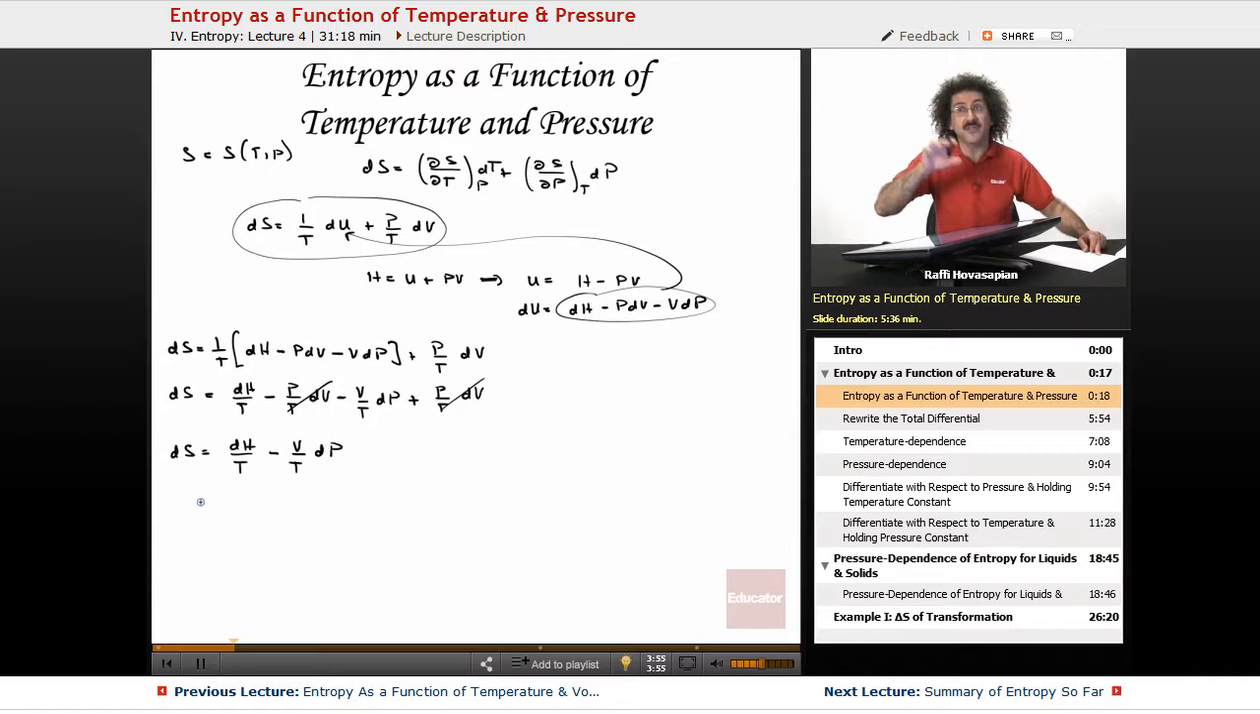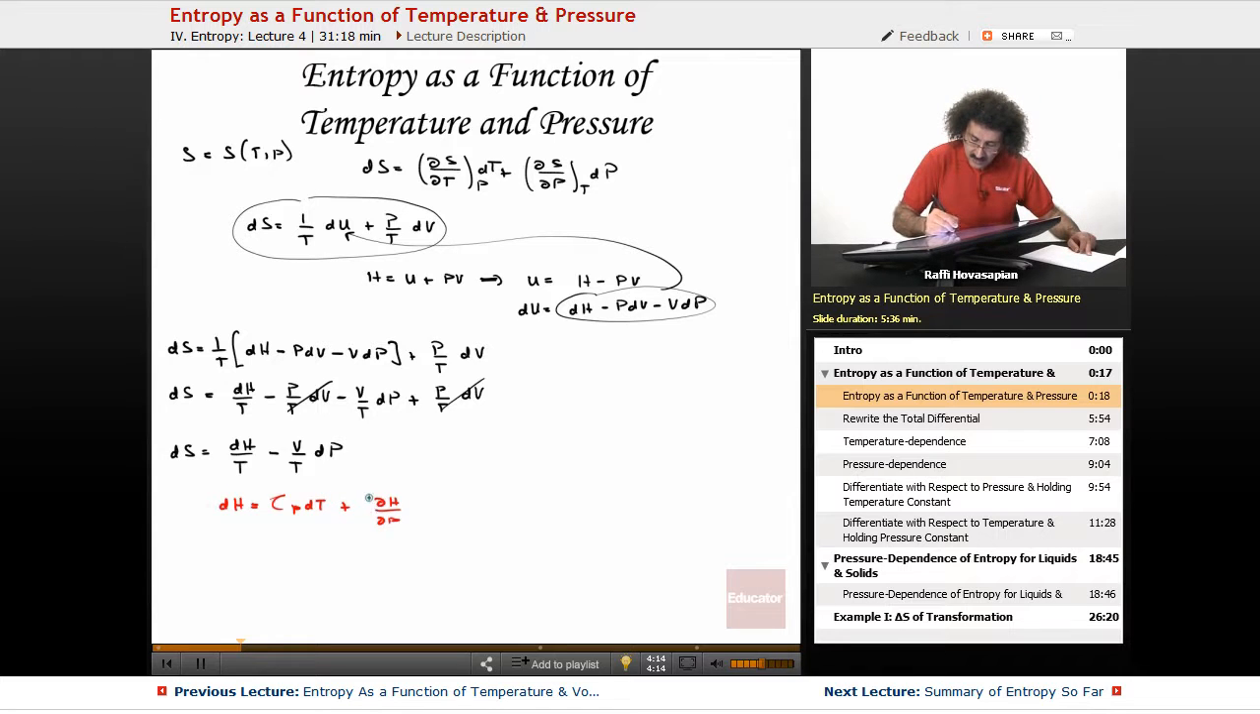Now, from our discussion of energy, we had the following. It was the constant pressure version of the dU. I had dU, actually not dU, it was dH. We had dH is equal to Cp dT plus (dH/dP) at constant T dP. Now, I have this dH is this one, so I'm going to end up putting this expression where I see dH in this expression, and we get the following.